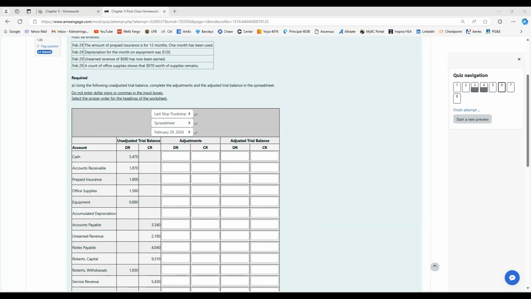So let's look at prepaid insurance. Let's say 1,800 divided by 12 is 150 per month. And we used up 1 month's worth, so we're going to reduce that by the 1 month, or 150. 1,800 minus 150 is 1,650. So that's our ending adjusted balance there. Depreciation for the month on equipment was 120. So we're going to increase accumulated depreciation by 120.